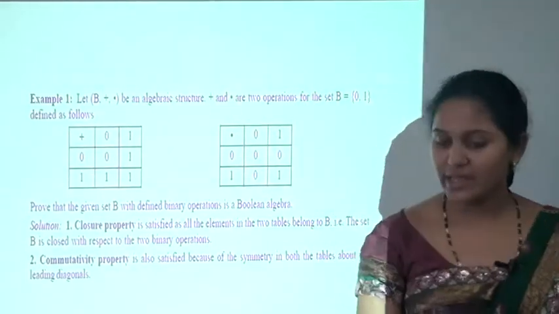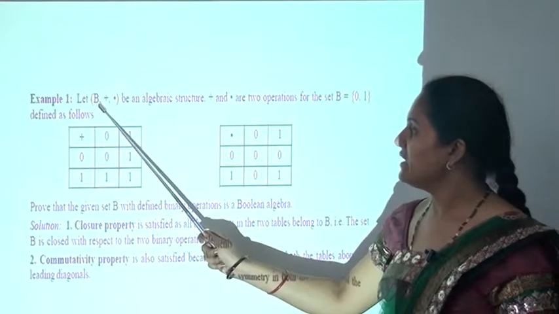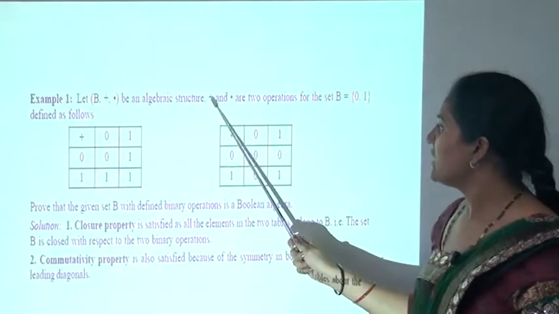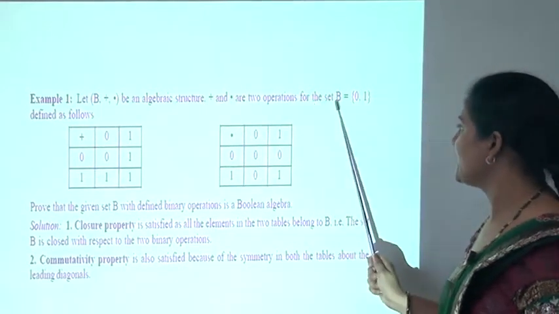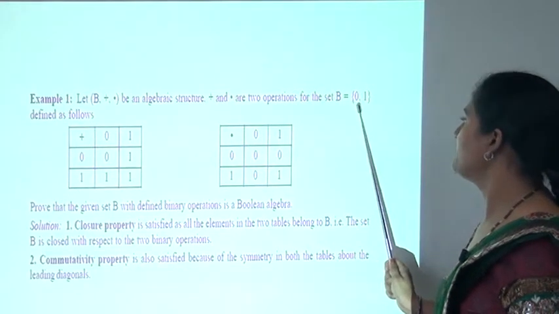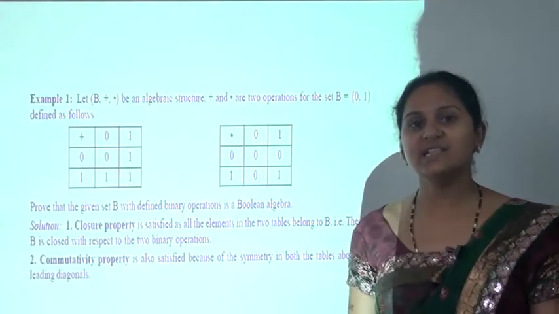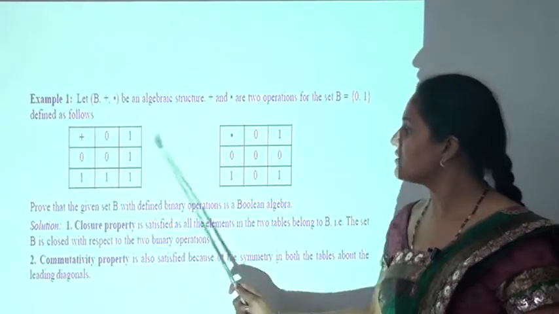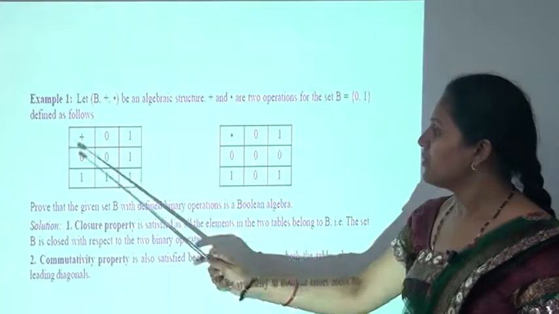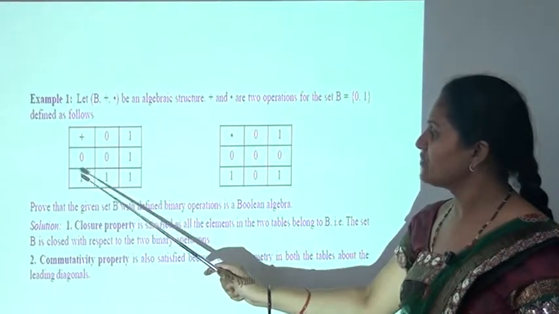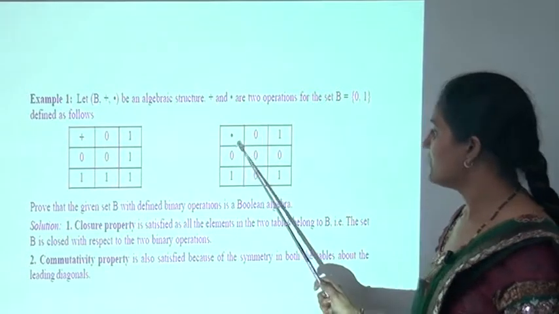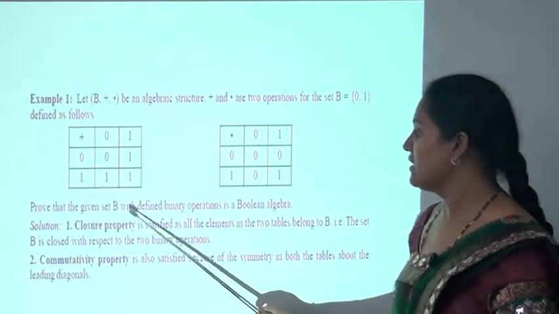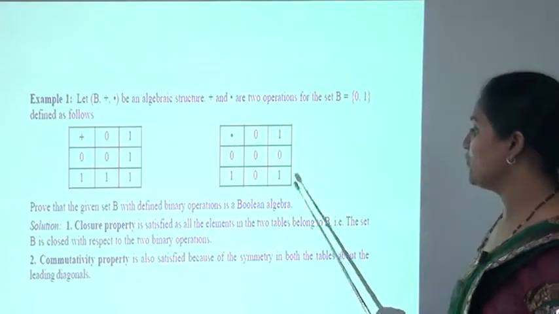Here our question is: let B, plus, dot be an algebraic structure, and plus and dot are two operations for the set B which contains the elements 0 and 1. We know Boolean algebra contains only two elements, 0 and 1, and these are the two tables defined here. For plus, 0 plus 0 equals 0, 1 plus 1 equals 1. Similarly these are for multiplication. So we have to prove that the set B with the defined binary operations is a Boolean algebra.